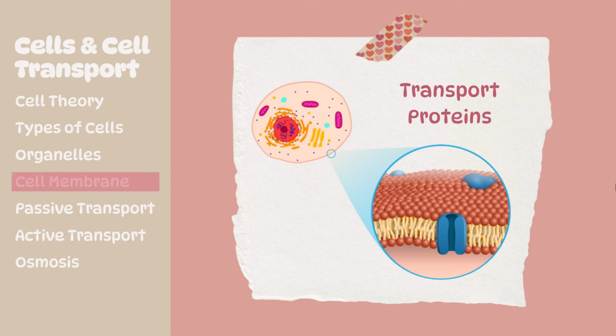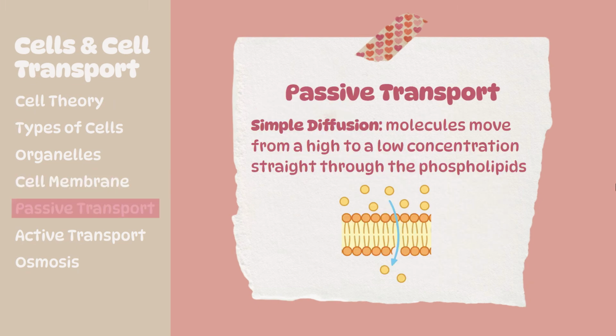Inside of the cell membrane, you'll often see transport proteins. So the channel protein, like the one you see here, is like a tunnel. Some molecules, when they're going through the cell membrane, can't go straight through the phospholipids, and they must utilize these transport proteins. The molecules that can go straight through the phospholipids can utilize the type of transport called simple diffusion. This is the first type of passive transport you must know. These molecules are going down their concentration gradient from a high to a low concentration, straight through the phospholipids because they're small and they can fit all on their own.